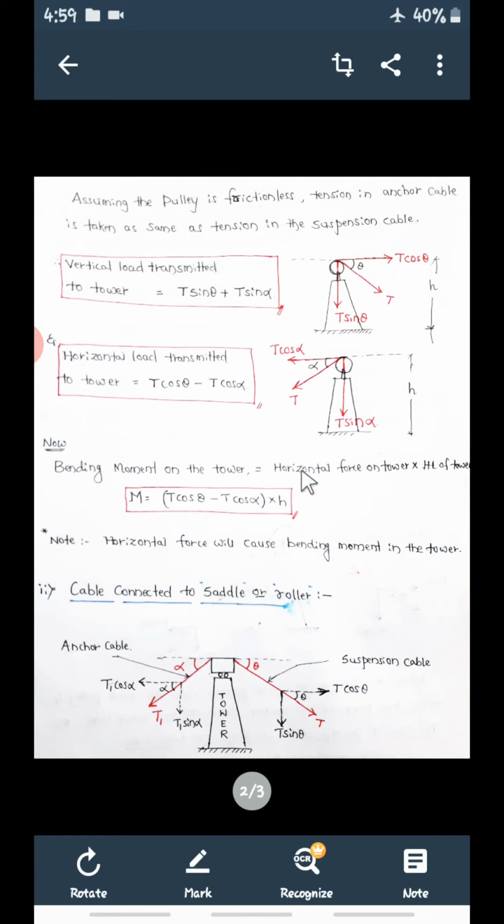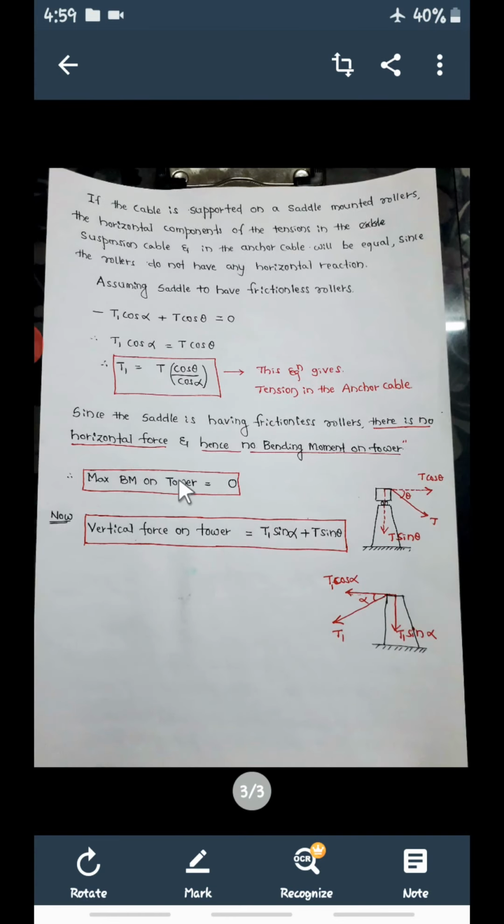So for the first arrangement, vertical force will be there on the tower, horizontal load will be there on the tower, and bending moment will be there on the tower. But for the second case, only vertical force will be there on the tower, and this will be T1 sin alpha plus T sin theta. This T1 I can find out using this equation. This is a small expression, and you need to remember these things when we start with the problems.